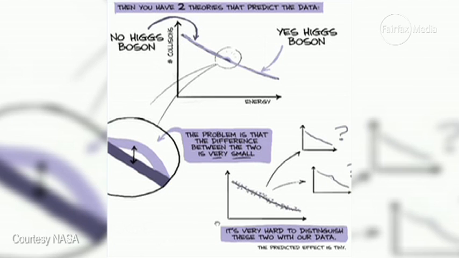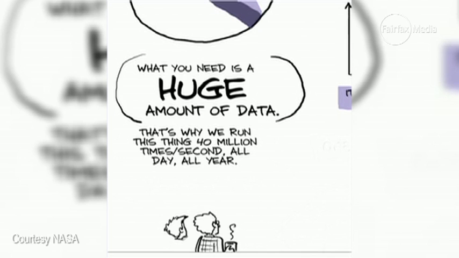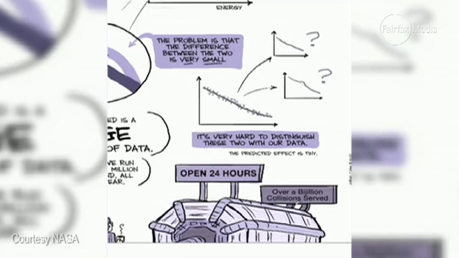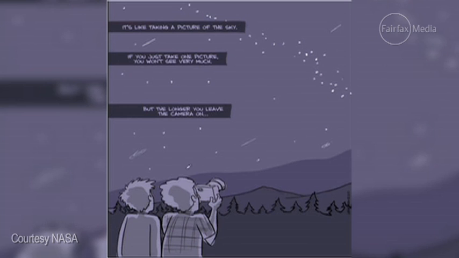What you need is a huge amount of data. You need to take a bajillion collisions before you can see the difference. That's why we run this thing 40 million times a second all day, all year, to get a lot of collisions to tell small differences between theories. It's like when you take a picture of the sky. You take a picture, you get a little bit of light. The longer you leave your telescope looking at the sky, the more you can see farther away things.